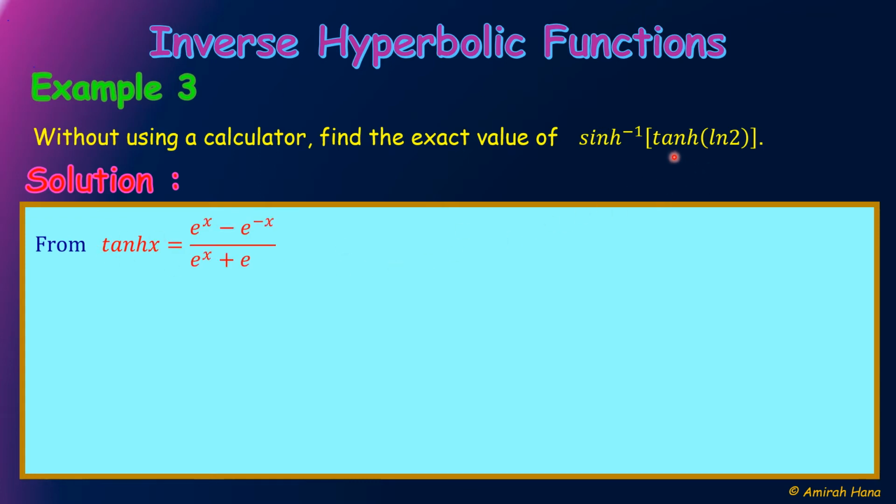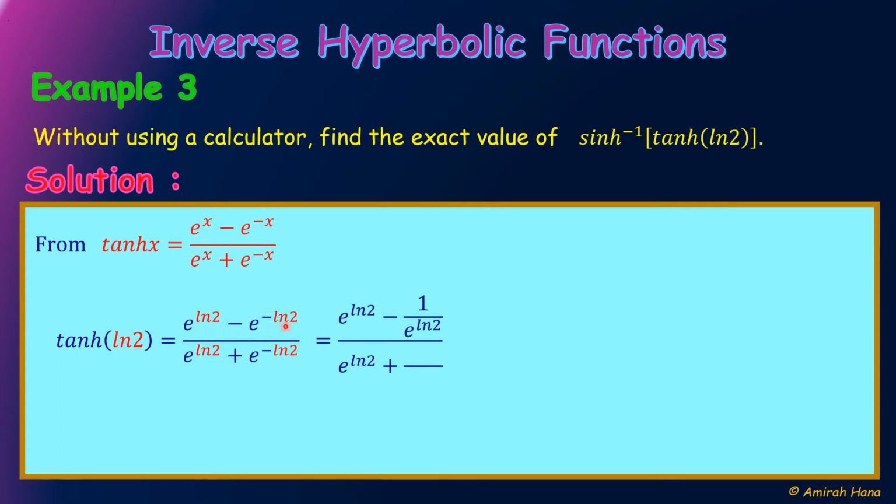If we want to find the value of tan ln 2, we can refer to the formula tan x equals e to the power of x minus e to the power of negative x over e to the power of x plus e to the power of negative x. Now our x is ln 2, so we replace x with ln 2 here. So we have e to the power of ln 2 minus e to the power of negative ln 2 over e to the power of ln 2 plus e to the power of negative ln 2.